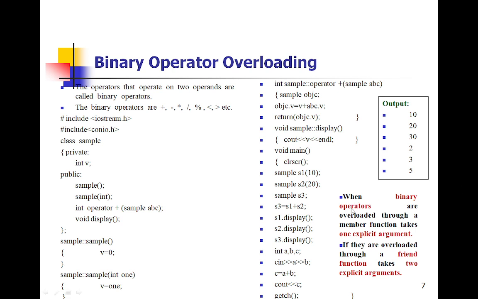You should be aware that only one explicit argument has to be passed. Here you can see that we are passing only one explicit argument, either 10 or 20. At least one explicit argument has to be passed for binary operator overloading. I hope you can clearly understand the concept of binary operator overloading. And next, shall we move on to the next topic?